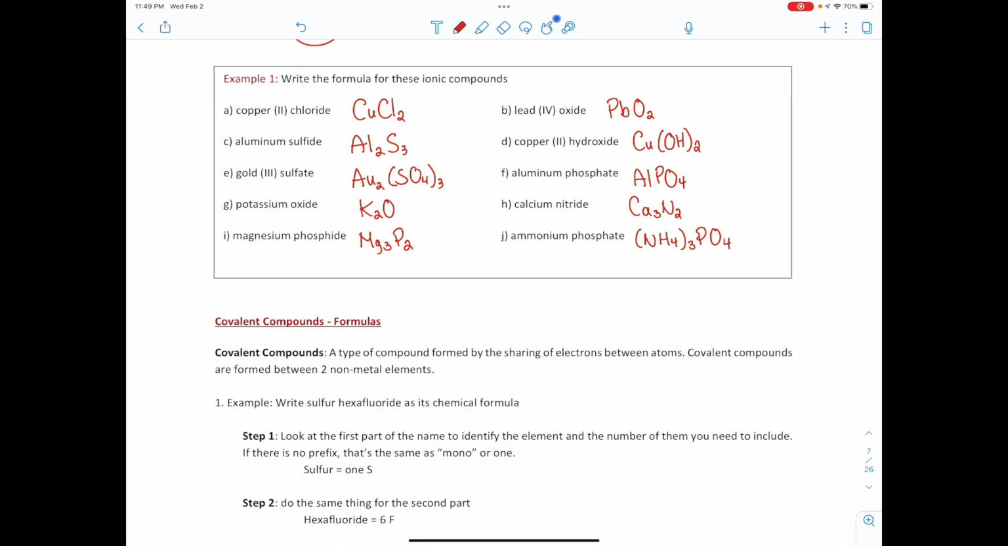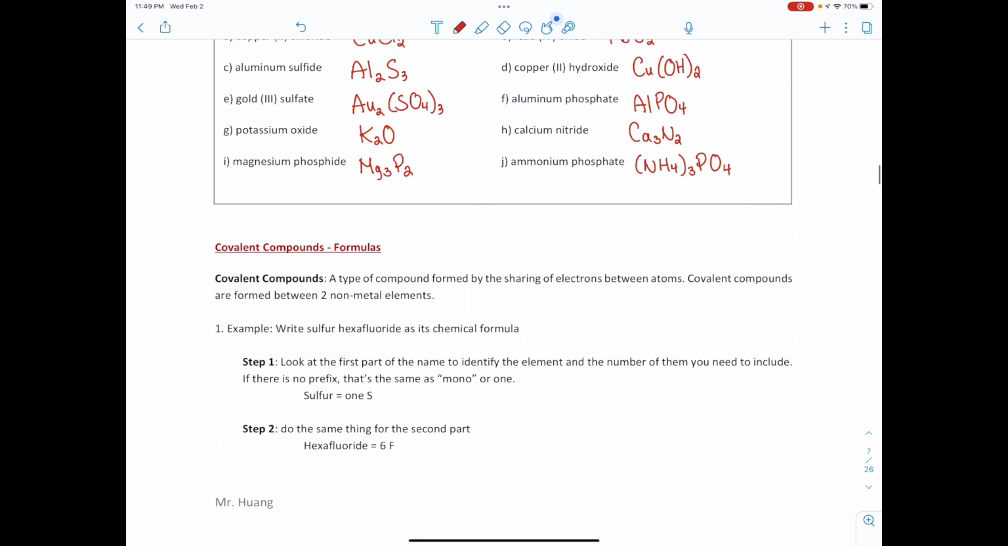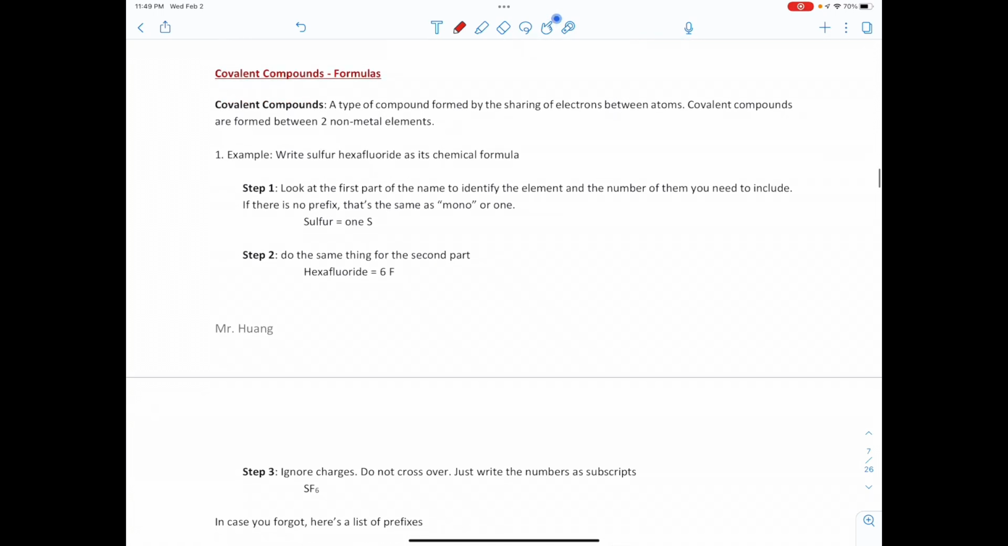And so that's the first part, writing formulas for ionic compounds. So the second section here is writing formulas for covalent compounds. And so to recap once again, covalent compounds are types of compounds formed by the sharing of electrons between atoms. Covalent compounds are formed between two nonmetals. And so I think this is probably one of the most key points here: covalent compounds are two non-metal elements. So on the periodic table, the first element has to be a non-metal, and the second element also has to be a non-metal as well.